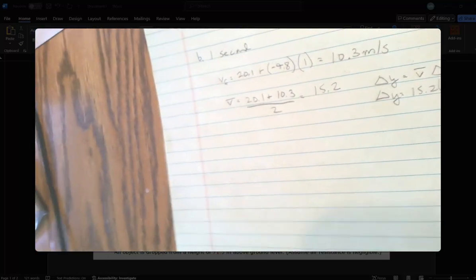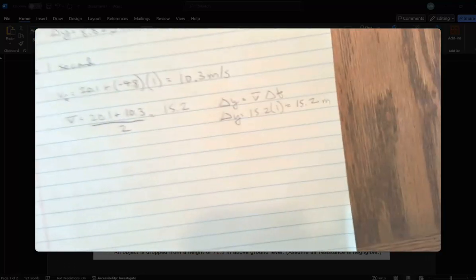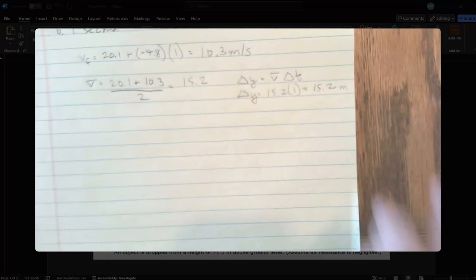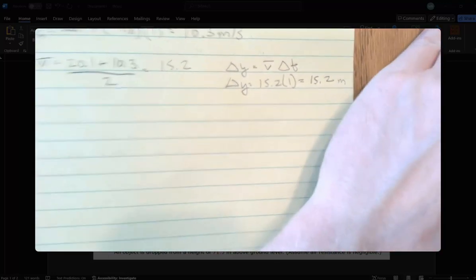I'll go ahead and zoom out the webcam here so you can see the entire thing.